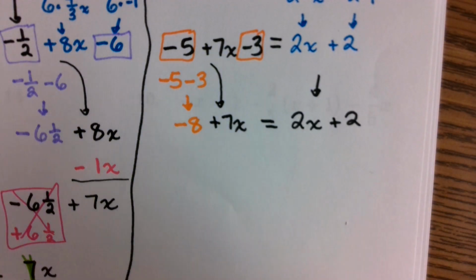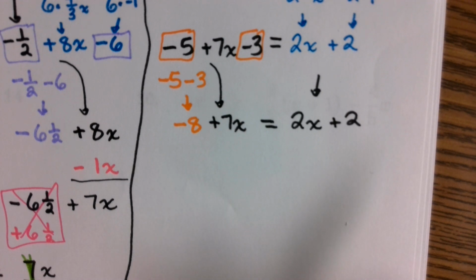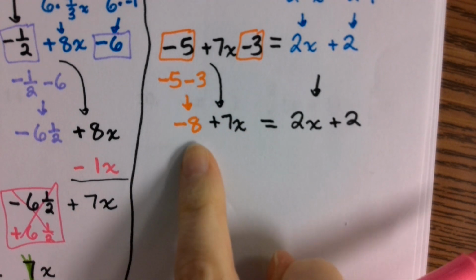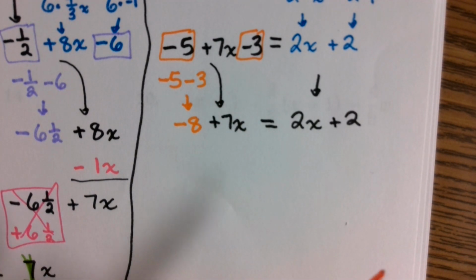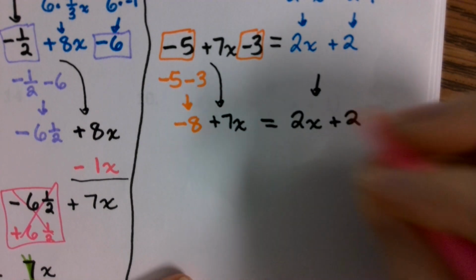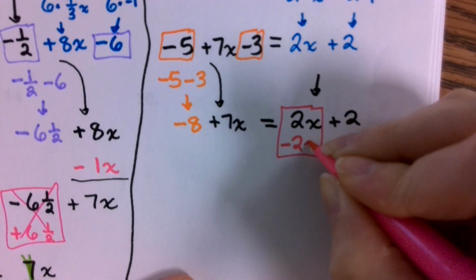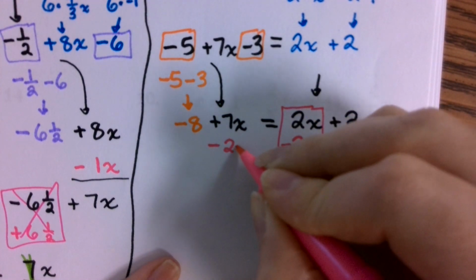All right, I have variables on both sides. I don't like having variables on both sides. Let's move one of those variables. Which variable should I go ahead and move, Merrick? Which ones are the variables? Negative 8's not a variable. The 2x, right? We have a positive 7x and we have a positive 2x. Let's go ahead and move this positive 2x. So I'm going to subtract 2x from both sides.